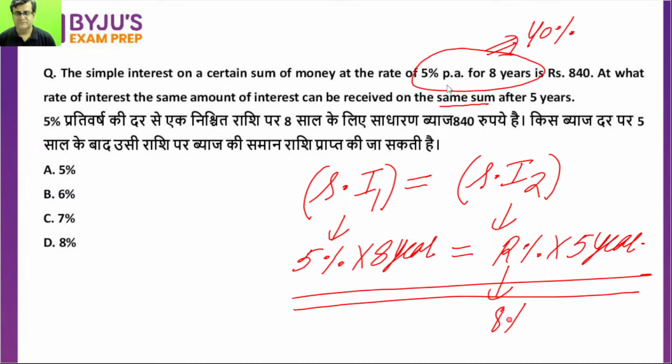Isn't this 8%? This is about your understanding. First case, 5%, 8 years, 40%. Next, 5 years into rate R percent. Product should be the same, 40%. So 40% divided by 5 years, rate of interest will be 8%. Why am I doing it? Because principal is the same and they want the same interest for both the first case and second case. That's why I did it. Okay, this is clear.